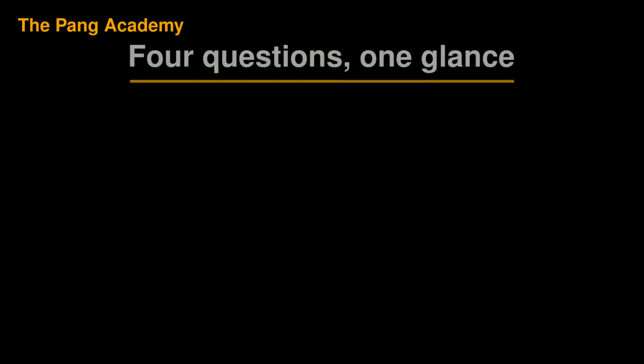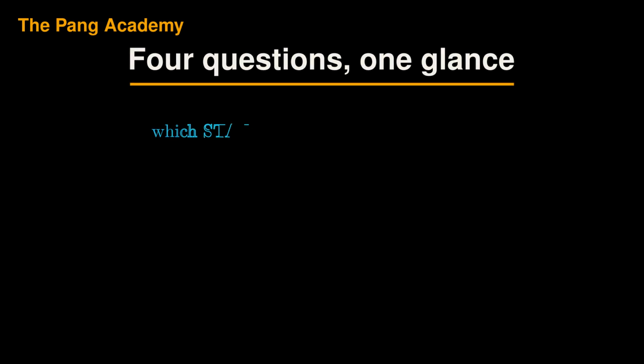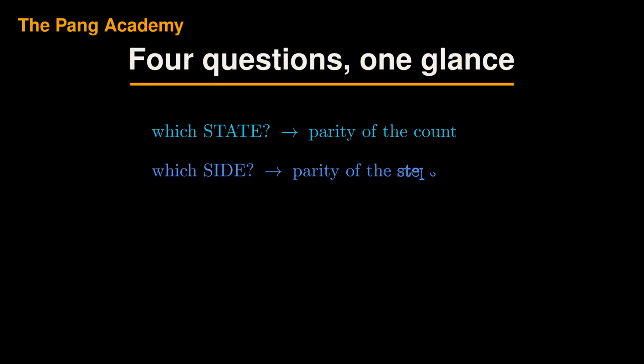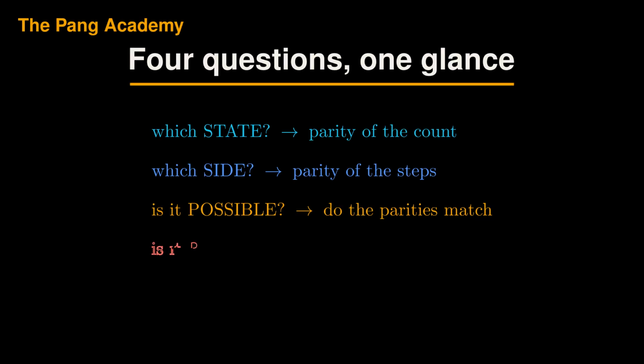Stop and look at what this did. It told you which state a toggle lands in, which side a path ends on, whether something is possible at all, and whether a total is right. 4 different questions, and none of them needed the actual number.